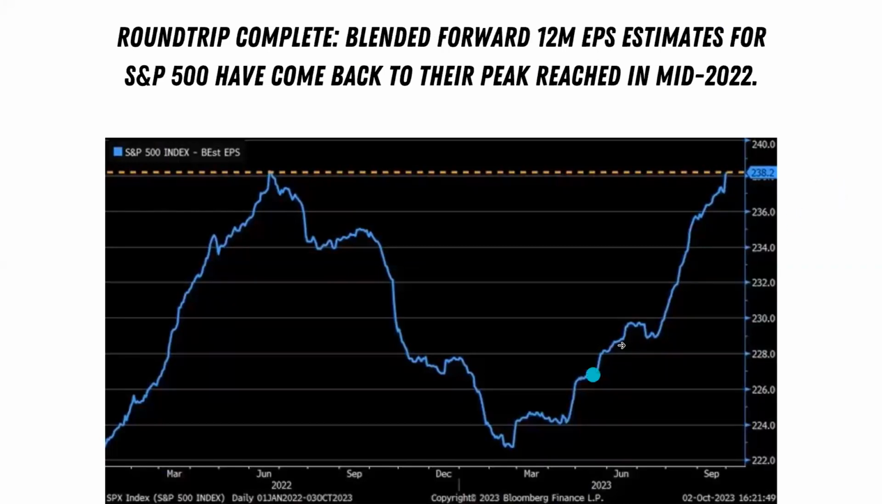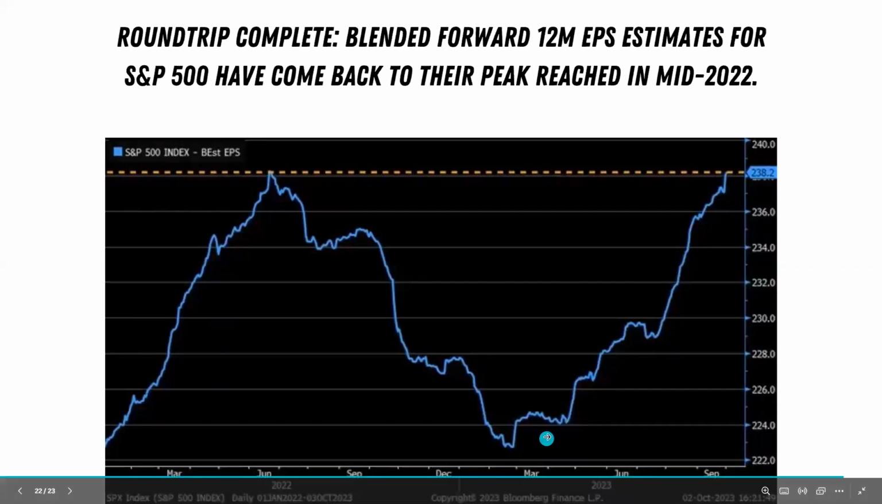So you can see that the forward 12-month EPS estimates have been on a rise basically since 2023 started. All right, they basically bottomed out here in March during the banking crisis, and then we've continued to see them rise afterwards.